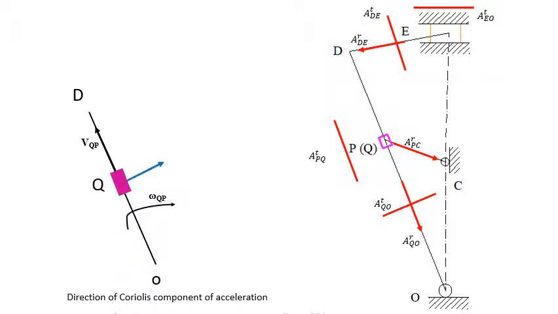Therefore, Coriolis component of acceleration will follow the direction of rotation. Direction of rotation is clockwise, therefore Coriolis component of acceleration will come in the same direction. So here we have to represent the Coriolis component of acceleration. Try to understand this. This is the direction of Coriolis component of acceleration, because velocity is acting in forward direction and it is rotating in clockwise. Therefore, Coriolis component of acceleration will follow the same direction. So here also you represent the Coriolis component of acceleration.